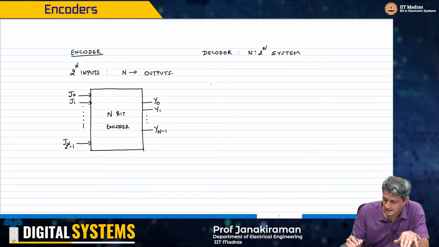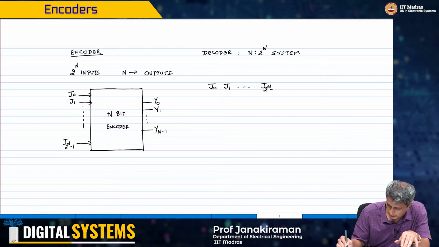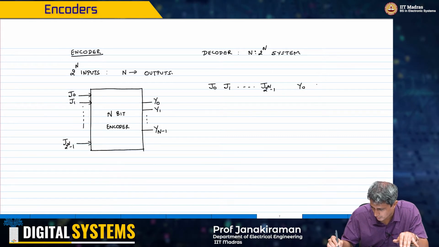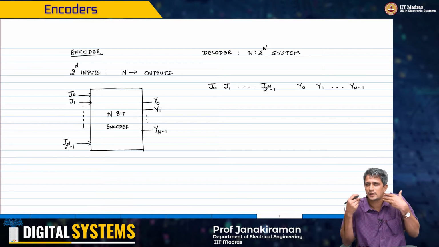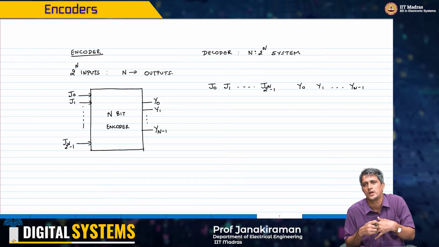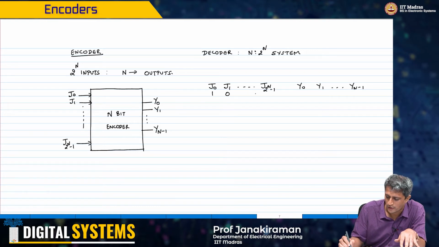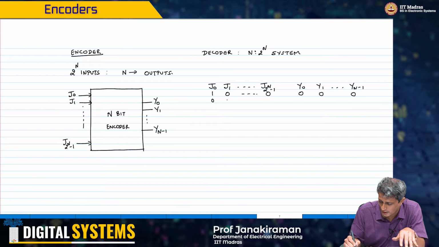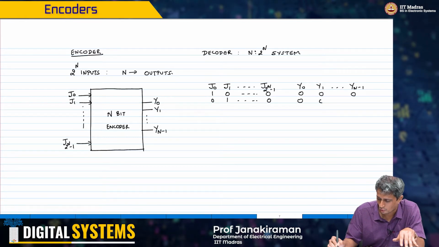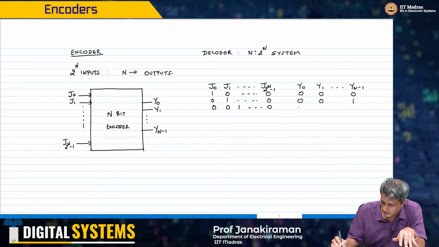And what is the behavior? It is like this. Inputs J0, J1, up to J 2 power n minus 1. Outputs are y0, y1, up to yn minus 1. Now the inputs to a system, typically it is hard to control. It is hard for us to say there should be only one of them high. So the idea here is, ideally, if J0 is 1 and everything else is 0, then you want the output to be 0 0 0. So you essentially look at that n bit output and figure out which input is high. If it is 0 1 0, then you want this output to be 1. If it is 0 0 1 0, it will be 0 0.